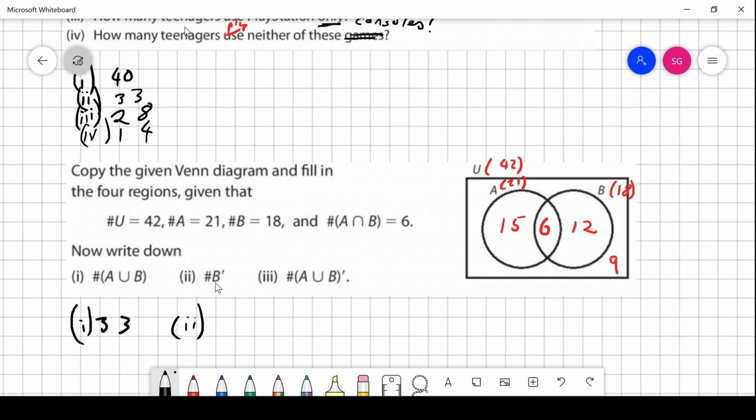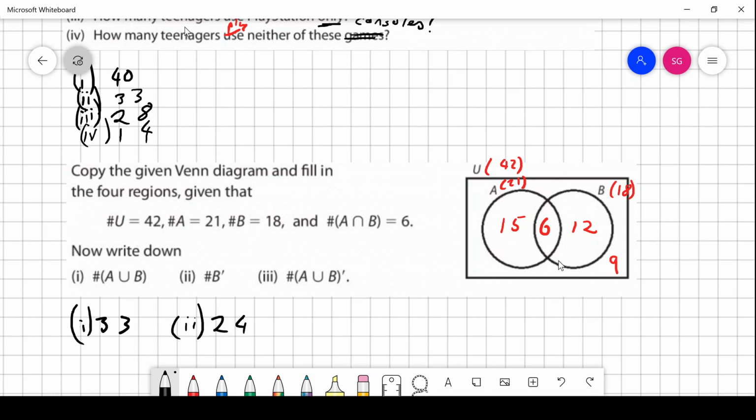Part 2, the cardinality of B complement. So the stuff not in B. So 15 and 9 are both not in B. So 15 plus 9, that's going to be 24.